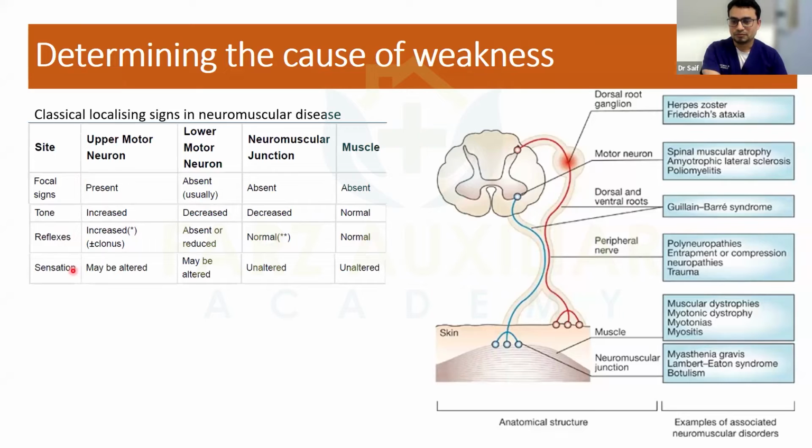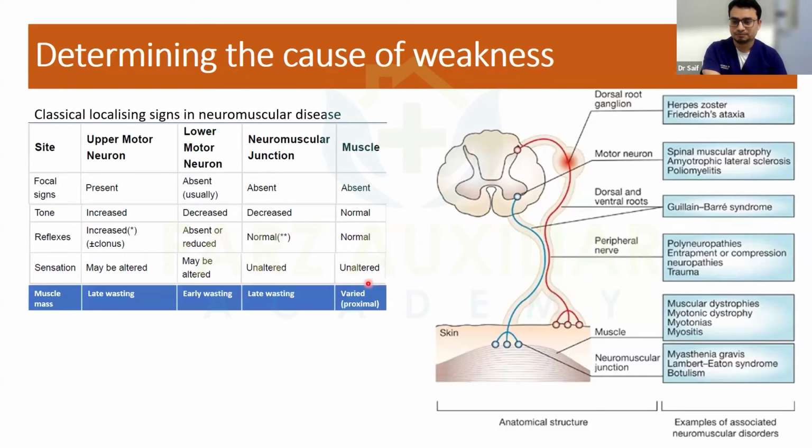Sensation will be altered in upper motor neuron type of disorders, and even in lower motor neuron in a few cases it may be altered, but will be unaltered or intact in NMJ and muscle level issues. Regarding the muscle mass or wasting, there will be late wasting in upper motor neuron, later on because of denervation. Early wasting in the lower motor neuron lesions. So this is an important significant difference between upper and lower motor neuron lesions. And again, in neuromuscular junction, it will be late wasting, okay. And in case of myopathy, it will be variable.